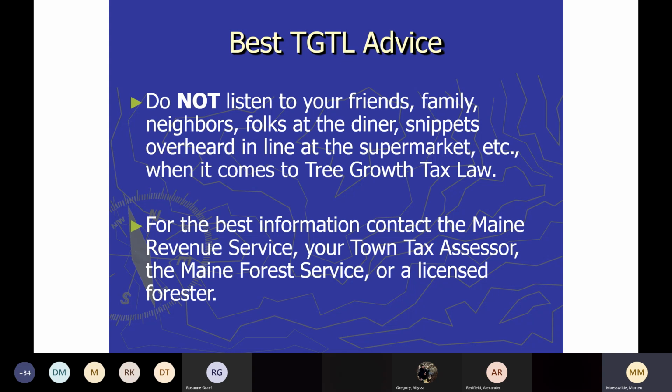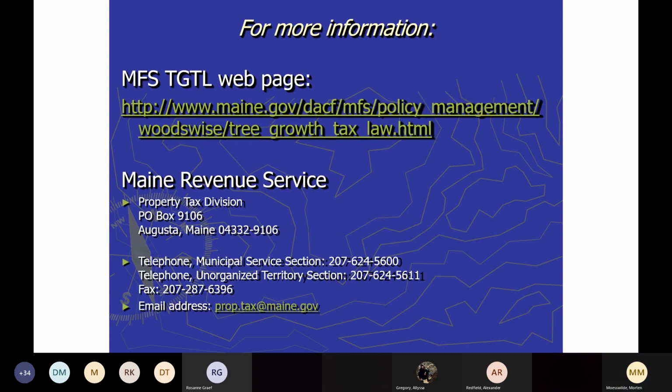Look for the best information from either the Maine Revenue Service or your town tax assessor, or from Maine Forest Service or another licensed forester. Maine Forest Service has a webpage devoted to tree growth exclusively, and there are a number of past presentations, handouts, documents, etc. So there's a lot of information available from Maine Forest Service's website. The Maine Revenue Services, as I said, also has a property tax division. Their contact information is there, but they're also easy to find on the web.